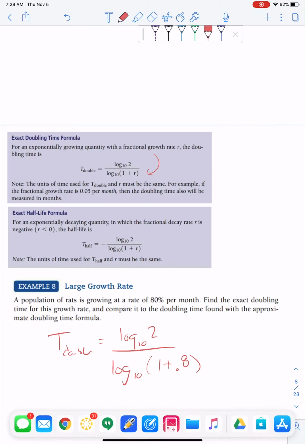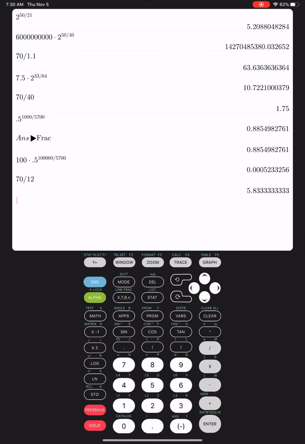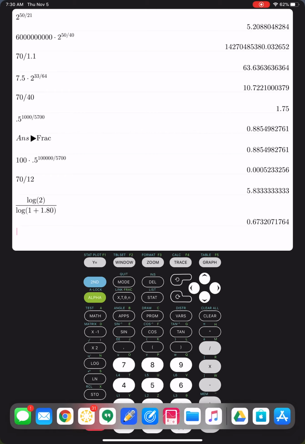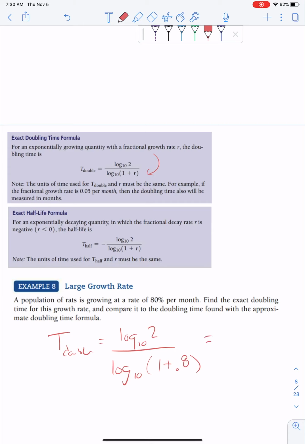So when I put that in my calculator, first of all, I'm going to make a fraction bar. And on top, I'm going to put log, and your log button's right here on your calculator. It automatically does base 10, so you don't need to worry about putting the base in. I'm going to do log 2, and then log of 1 plus 1.8, right? 1.8, because it was 80%. So log 2 over log of 1 plus 1.8, and I get 0.6732, a great big long decimal. So it's exactly 0.6732 and so on.